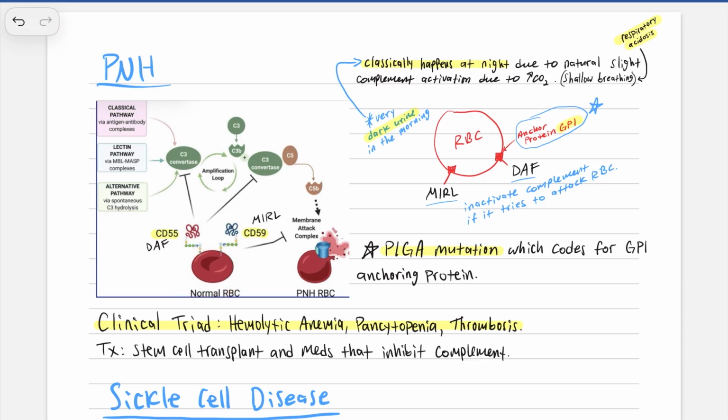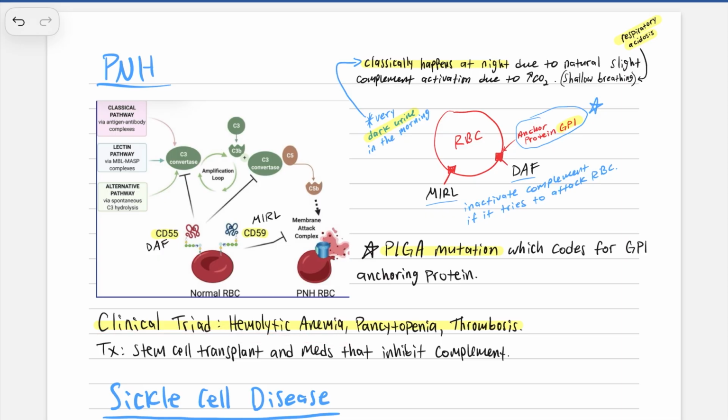However, this is a mutation where PIG-A, which encodes for that anchor protein GPI, is not functioning. You don't have it. So you don't have the ability to hold CD55 and CD59 because you're missing the anchoring protein. So that makes your red blood cell susceptible to complement activation and attacking it and destroying it, like you see here.